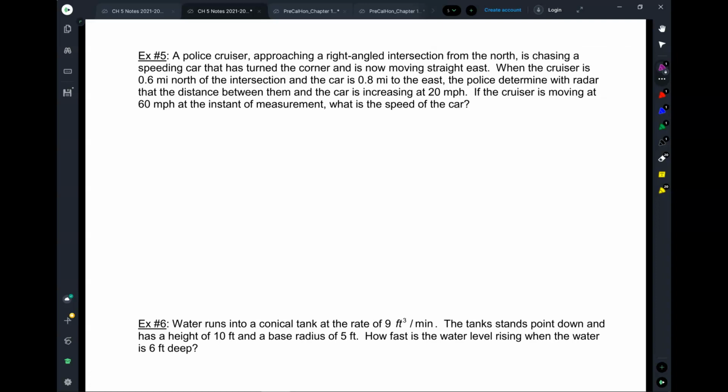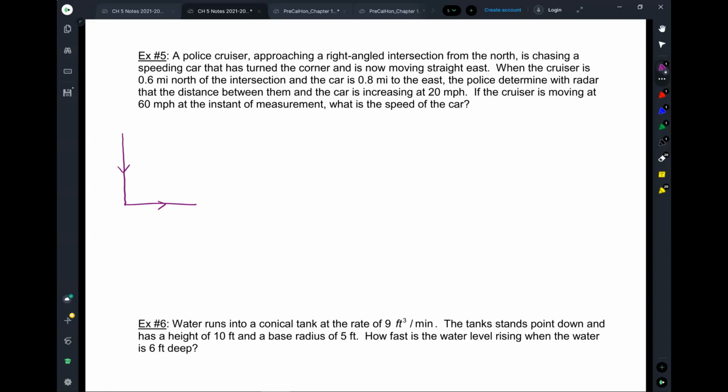Okay, look at this police cruiser. It's so LA. A police cruiser is chasing a car. So look, a police cruiser approaching a right-angled intersection from the north. So here's the intersection. From where to where is the cruiser going? It's going down, from the north, down this way. It's chasing a speeding car that has turned the corner and is now moving straight east.